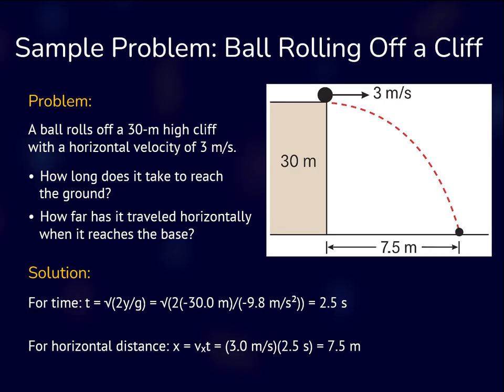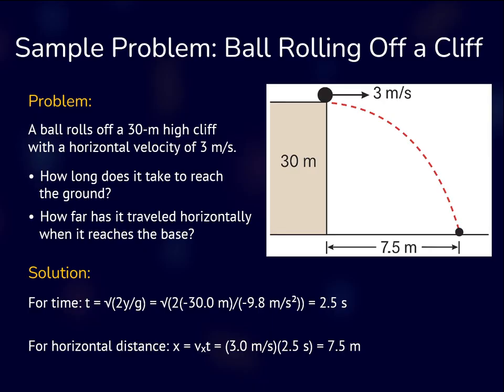But I have to use some algebra skills to rearrange this equation to solve for t. So once I use my algebra skills, I'll have t is equal to the square root of 2y divided by acceleration due to gravity. In terms of the numbers given to us by this prompt, we have time is equal to the square root of 2 times 30 divided by 9.8, which comes out to be 2.5 seconds approximately.